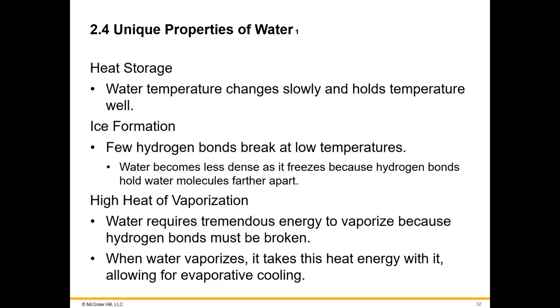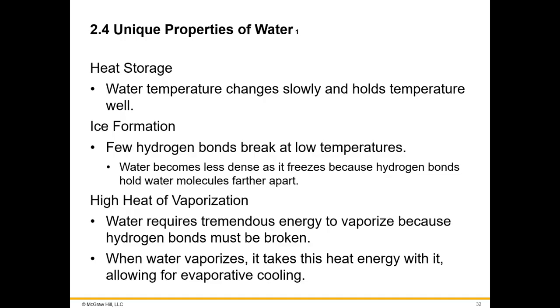When we look at ice formation, that's where we can see few hydrogen bonds will break at low temperatures. That makes the bonds very strong. So when we're at low temperatures, our hydrogen bonds are stronger, and our water molecules are also held further apart because that water is becoming less dense as it freezes.